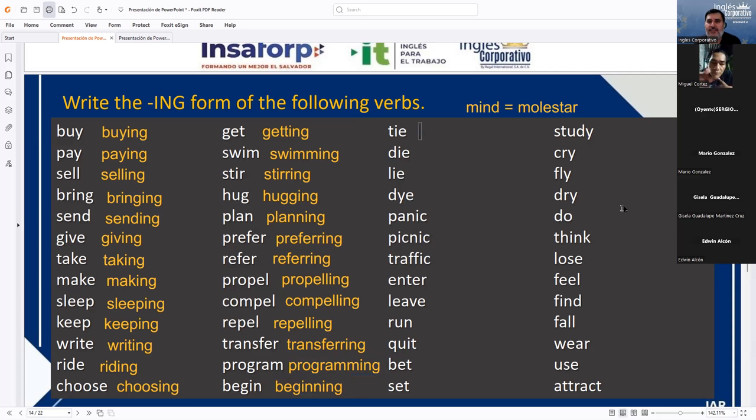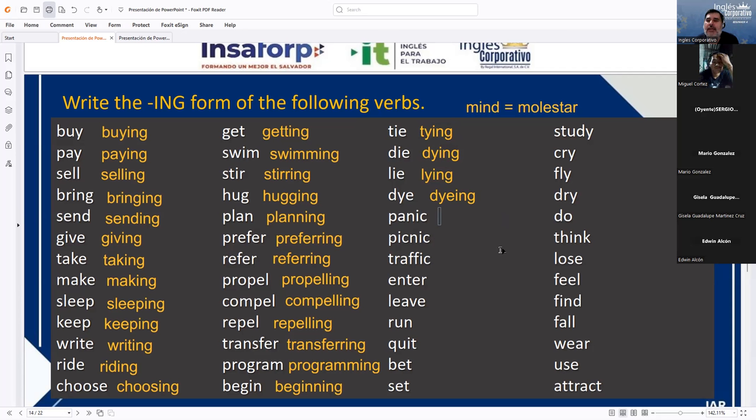Now, what about these guys? Tie. The IE changes to Y, and so we say tying. Die, the same: dying. Lie, lying. But die, no, because die is not IE, it's YE. So only ING: dying.